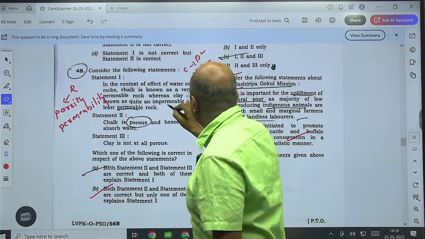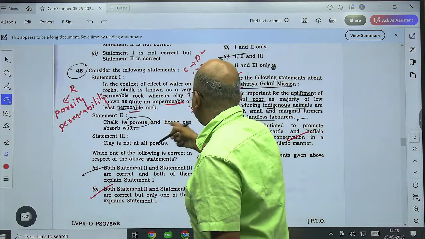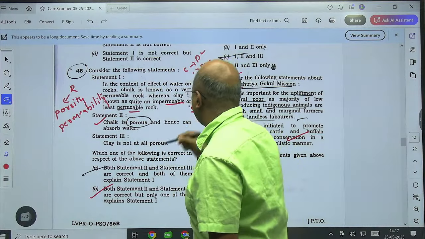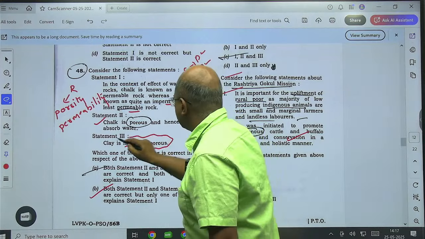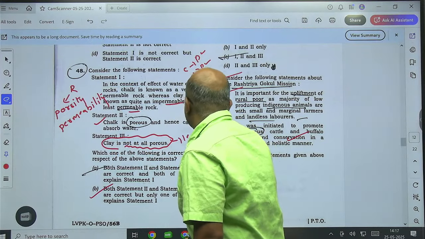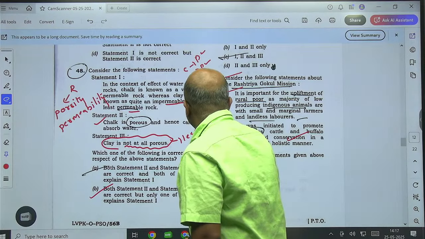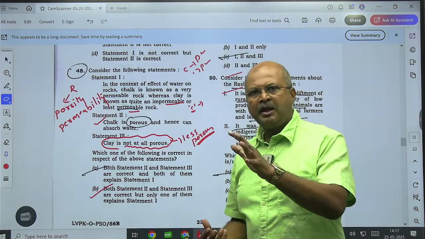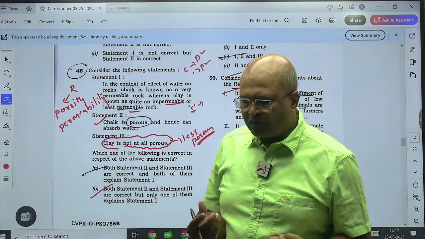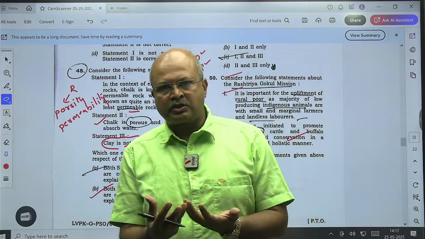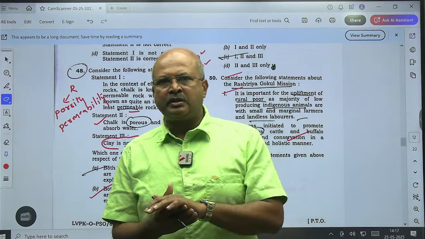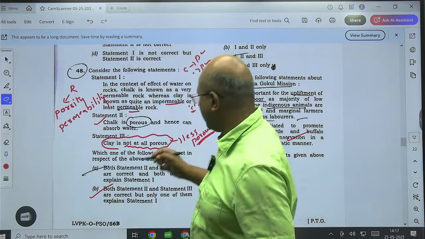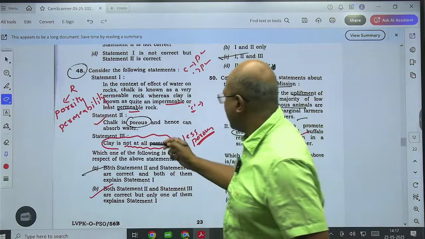So when we talk about the statements here, chalk is porous and hence can absorb more water. So this statement is 100% correct. Clay is not at all porous. So this is where the problem is. Clay is less porous. It absorbs a small amount of water. Sandy soil is highly permeable but less porous. That's why with the red sands or sandy soils of Andhra, the moment irrigation is done, the water percolates downwards. It will not hold the water. If you take silt, then they will hold more.